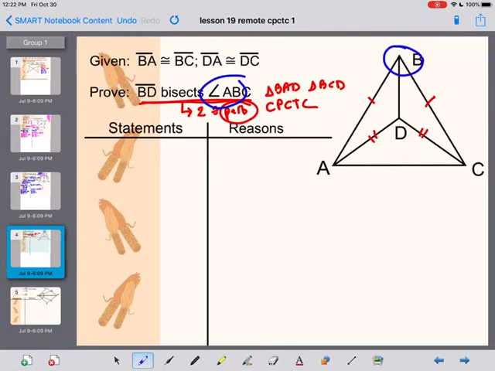Think for a moment, what method do you think we're going to be able to prove these triangles congruent by? So based on the givens, notice we have another reflexive, so we're going to be using SSS here. So we have our plan, now let's put it into motion. So starting with our givens. BA congruent to BC, DA congruent to DC.